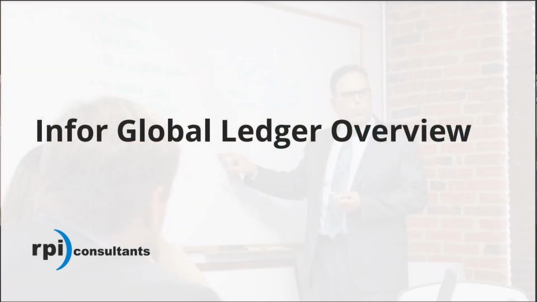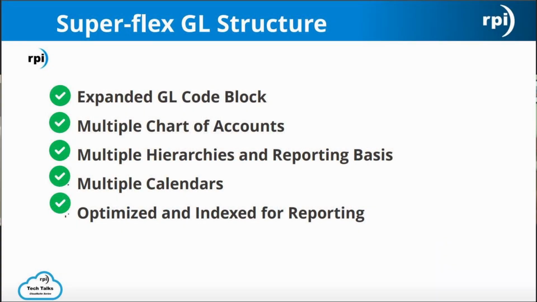I'm going to go over a really brief Global Ledger overview for those of you who may not be familiar with CloudSuite. First thing we want to go through is just point out some of the high points about the Global Ledger structure in CloudSuite. It is super flexible. We now have an expanded code block of 14 dimensions. There are 4 N4 defined and 10 user-defined dimensions. The N4 defined dimensions are accounting entity, account, accounting unit, and project. And then you can certainly create any additional user dimensions that you wish.